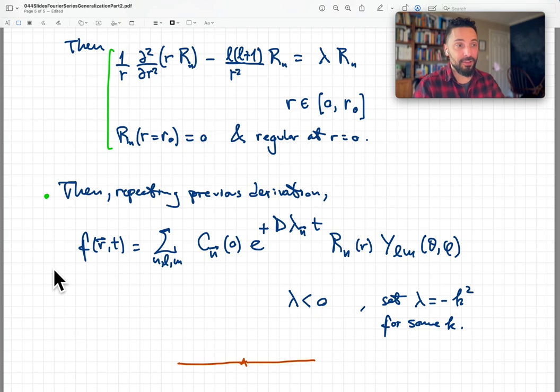And I'll see you next time with the continuation of this derivation and more information on how to use Fourier series to solve these boundary value problems which appear all over physics. So I'll see you next time.